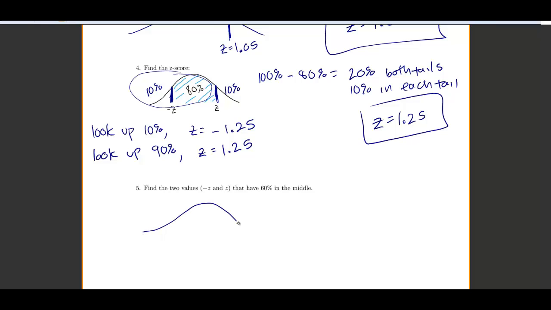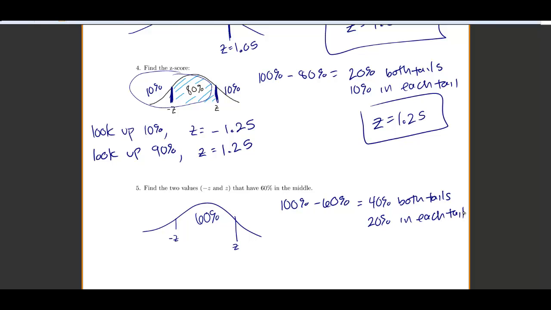And finally, find the two values, negative z and positive z, that have 60% in the middle. So if there's 60% in the middle, then that means there's 40% for both tails. That means there's 20% in each tail. So 20% over here, 20% over here.